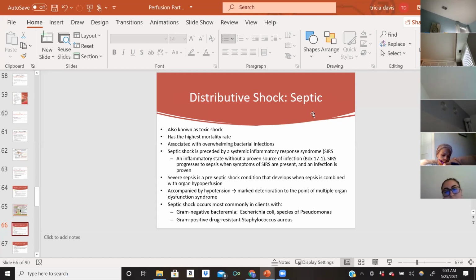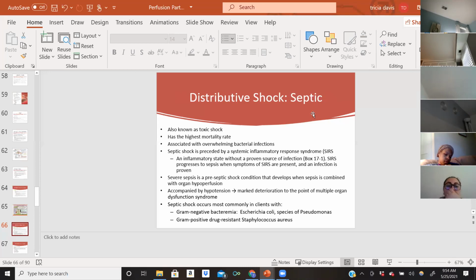SIRS will progress to sepsis when the symptoms of SIRS are present and an infection is proven. So it's not going to be sepsis until you have the symptoms and we can actually send off blood cultures or do something and get a lab back that says this is the infectious bacteria that we found. So I want you guys to know that those two have to go together.